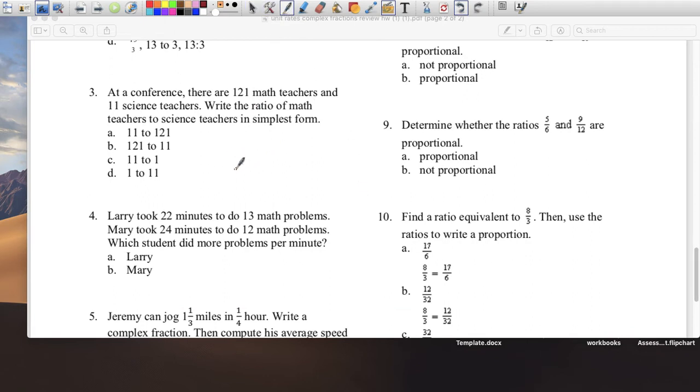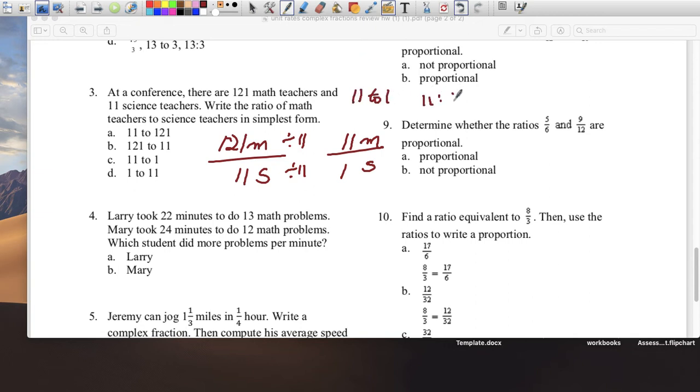All right, at a conference, there were 121 math teachers and 11 science teachers. Write the ratio of math teachers to science teachers. So there's 121 math teachers to 11 science teachers. So that's my ratio. In simplest form, 121 to 11, we can simplify this, right? We can divide top and bottom by 11. So I'm going to get 11 to 1. 11 math teachers for every science teacher in simplified form. So 11 over 1, or 11 to 1, or 11 colon 1. So the answer is C.